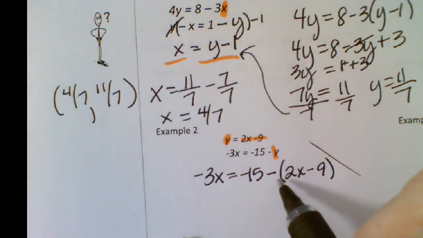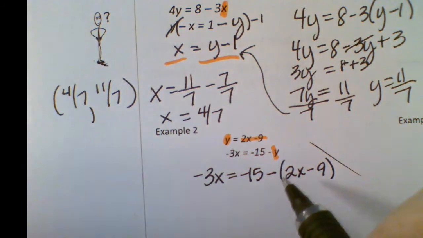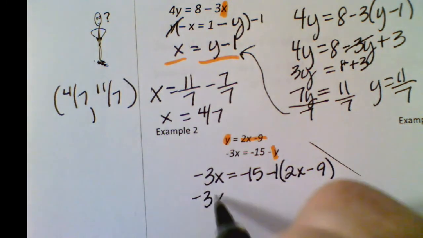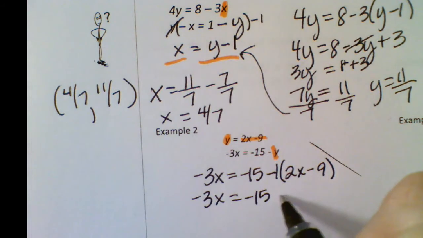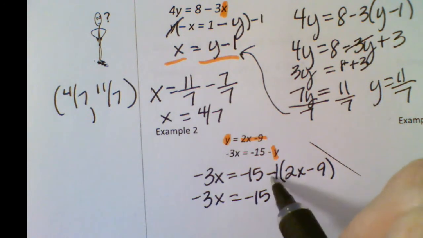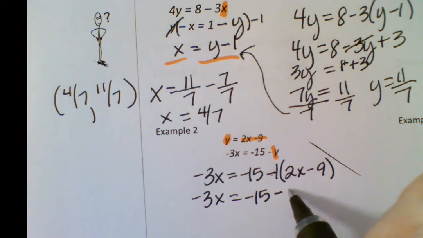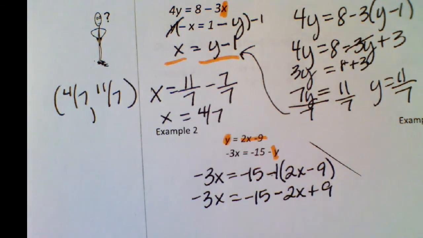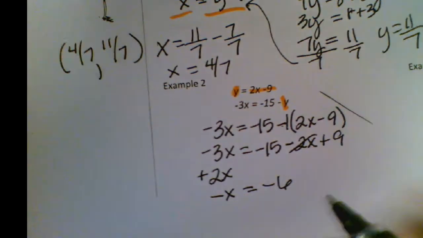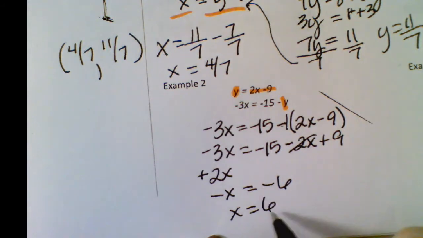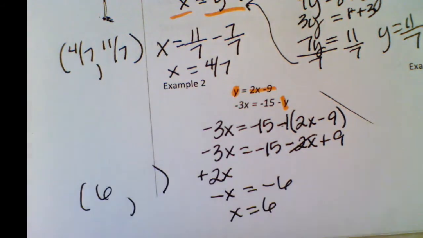When you have a negative in front of a parentheses, it's like distributing a negative 1. Good. So we get negative 3x equals negative 15. Go ahead and distribute for me. Yes. There we go. Okay, and where do we want to move things? Good. Add 2x, and then we'll get negative x equals, what's negative 15 plus 9? Negative 6. So if negative x equals negative 6, what does x equal? 6. Good. Put your little coordinate point over here so you remember.